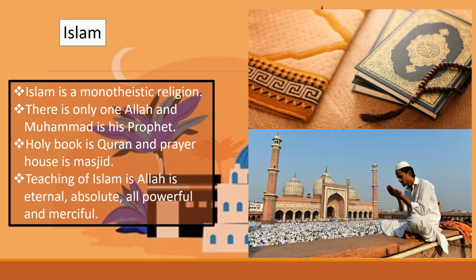Since ancient time, there have been trade relations between India and Arabia. Arab traders used to visit the ports on the coast of Kerala. Islam spread in Arabia in the 7th century CE. Islam arrived in India in the same century through Arab traders. The prayer house of Islam is known as mosque or masjid.